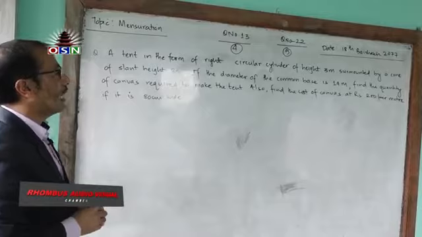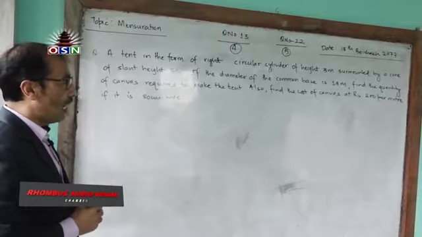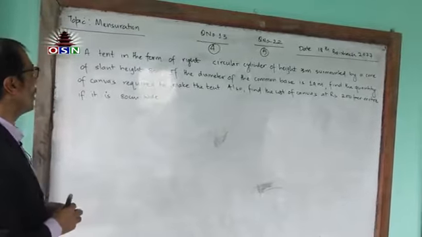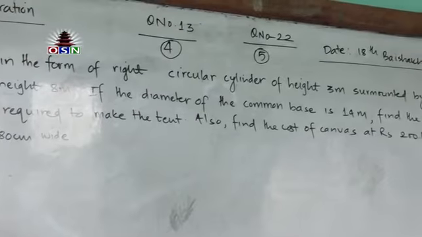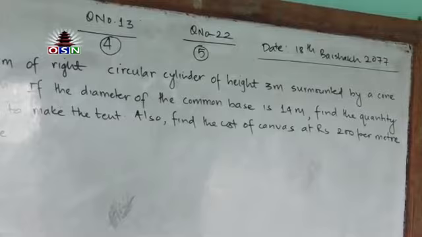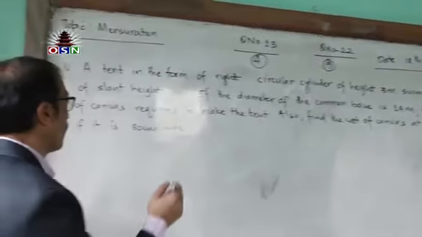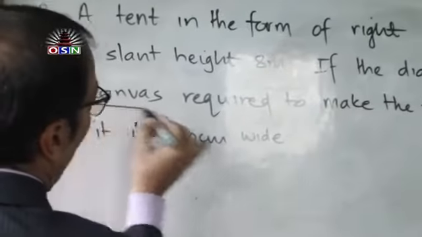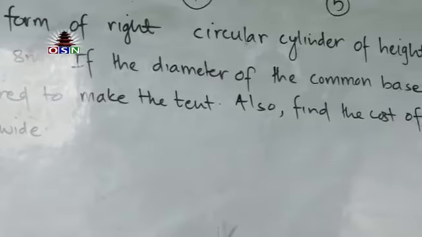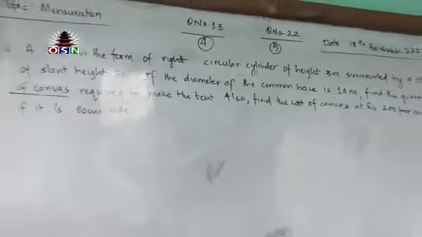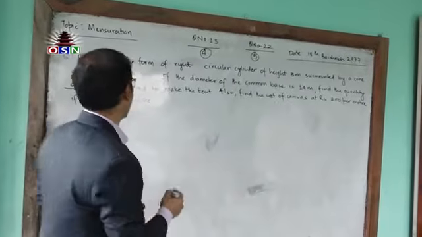A tent is in the form of a right circular cylinder of height 3 meters surmounted by a cone of slant height 8 meters. If the diameter of the common base is 14 meters, find the quantity of canvas required to form the tent. Okay, first let's prepare the figure.